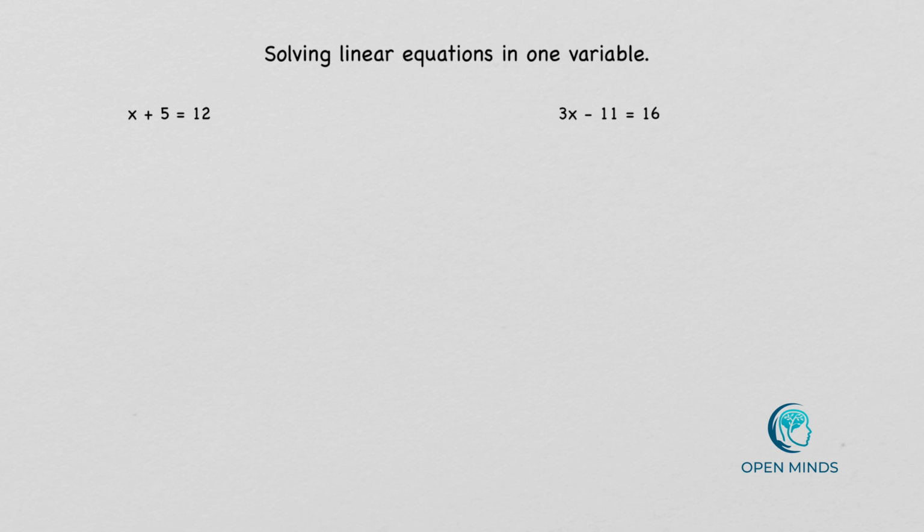Okay, so whenever we're solving linear equations, our goal is to find the value of the variable, and we do that by isolating that variable using inverse operations to move the terms that are on the same side of the variable to the opposite side of the equation. And whatever we do to one side, we do to the other to keep our equation balanced. It's like a scale. So for the first problem, we have x plus 5 equals 12.